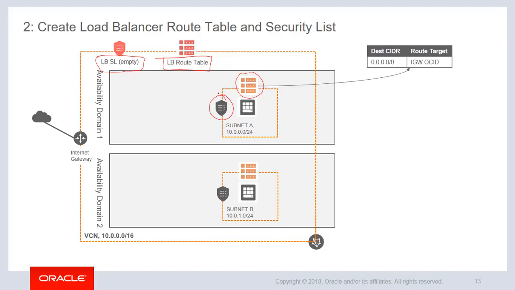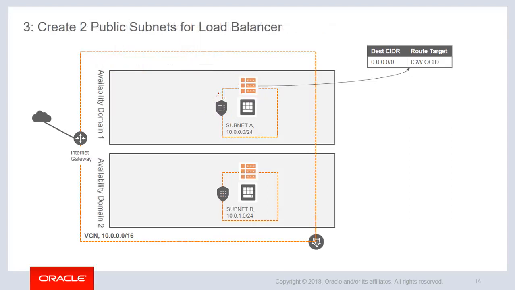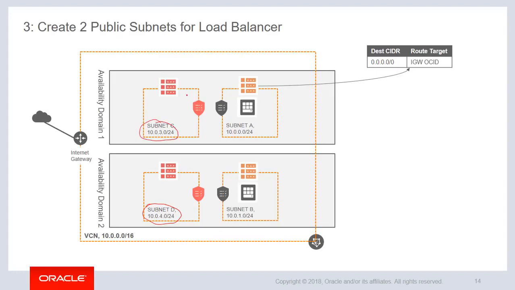This used to be the case earlier, but just for the sake of simplicity, we create the security list and the route table. Now in step 3, like I said, I have to create 2 subnets for the load balancer. So I create a subnet in AD2 and I create a subnet in AD1, and with these subnets my load balancer would be placed here.